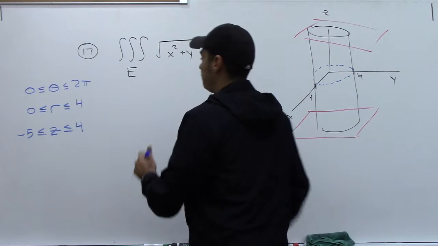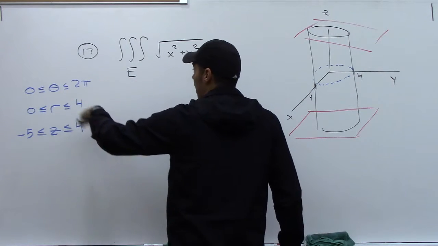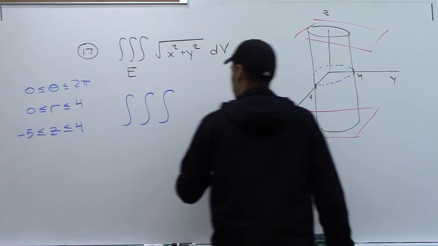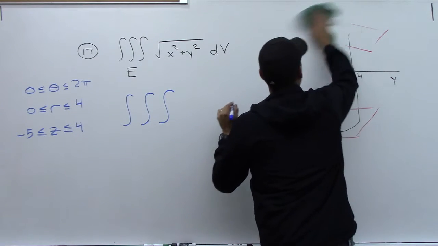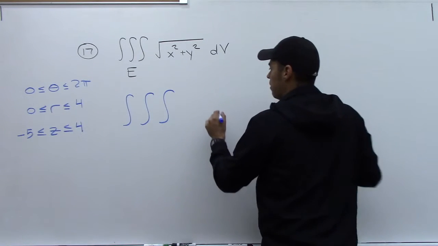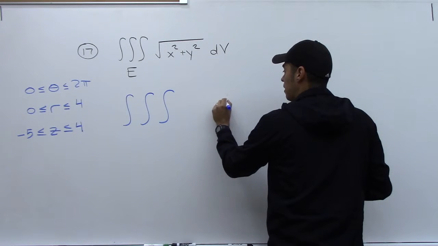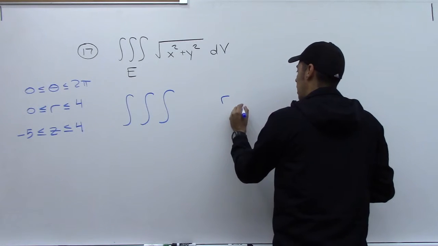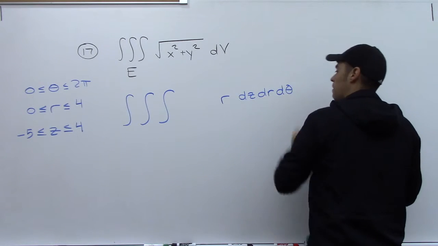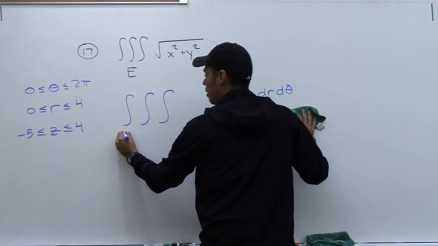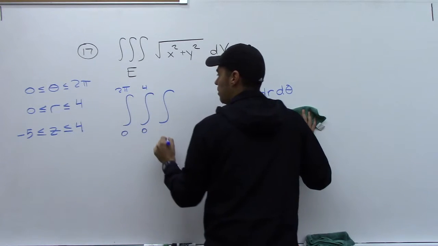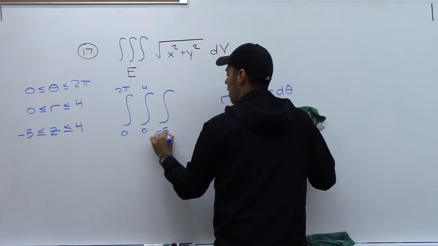These are all constants, so I can change the order of integration, but I'm going to go this way. Remember, because I'm going to cylindrical, I need an r in the integral, and then dz, dr, d theta. And the outer one, 0 to 2 pi. The middle one, 0 to 4, that's r. And then z restrictions, -5 to 4.